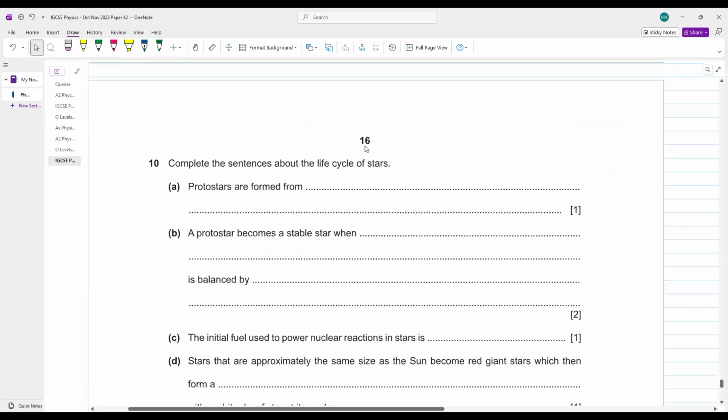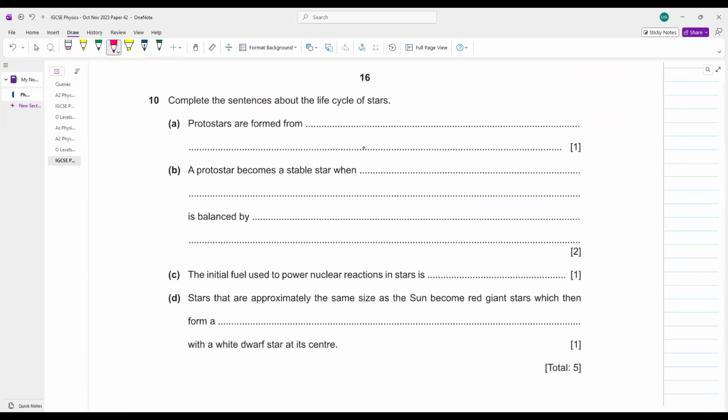Let's further move ahead. Complete the statement about the life cycle of the star. Protostars are formed from what? Clouds of dust and gas. बेटा protostar किससे बनता है? Clouds of dust and gas से.